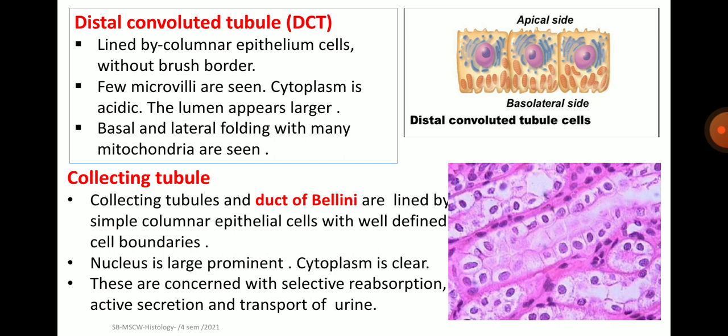In fact, they are lined by simple columnar epithelial cells with well-defined cell boundaries. You can see the beautiful nucleus placed right in the middle of the cells. The nucleus is large, prominent, and the cytoplasm is clear. These are concerned with selective reabsorption, active secretion, and transport of urine.